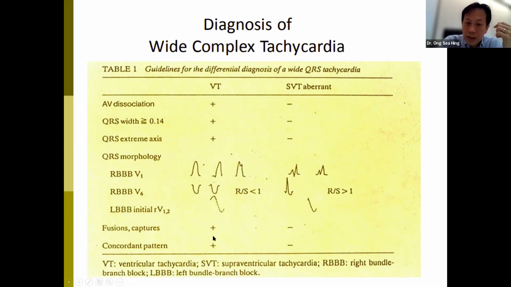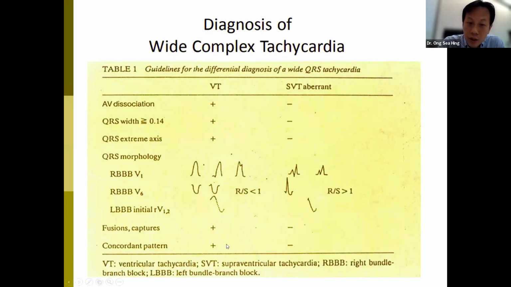Fusion beats are important. If you see a fusion beat, that means a fusion between a ventricular focus and a normal focus that goes down the AV node. That means a QRS morphology that looks different from a normal QRS and different from the VT QRS, then that's a fusion beat. The fusion beat is actually a sign of AV dissociation. It is a sign that the atrium and the ventricle are activating on their own.